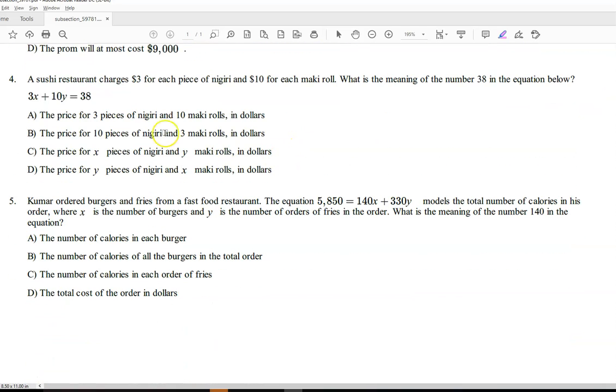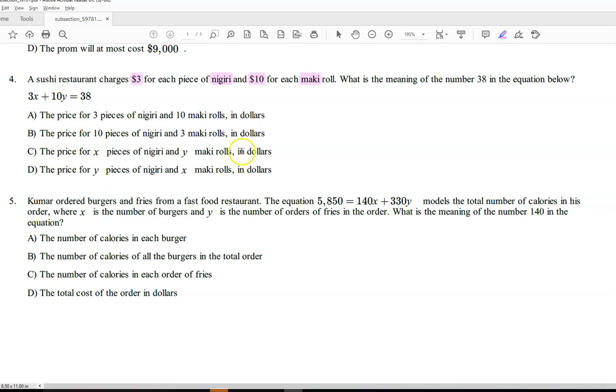Okay, last one we're going to do is number 4. A sushi restaurant charges $3 for each piece of nigiri and $10 for each maki roll. What is the meaning of the number 38 in the equation below? So kind of put simply, $3 for each nigiri means this is probably going to be my X, because it says 3X, and then $10 for each maki, so that's probably going to be my Y. 38, I'm thinking $3 per nigiri, $10 per maki, add it all together, that's probably my total cost, right? The price for 38 is probably going to be the total price I've spent for everything.